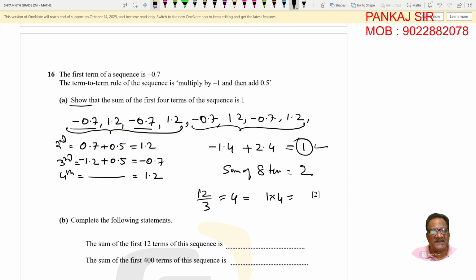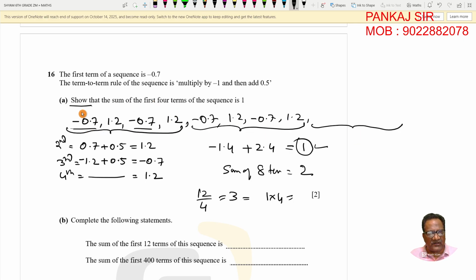Okay, so 12 divided by 4, you are going to get 3 such sets. Got it? In one set you have 4. So if you divide 12 by 4, you are going to get 3 sets.